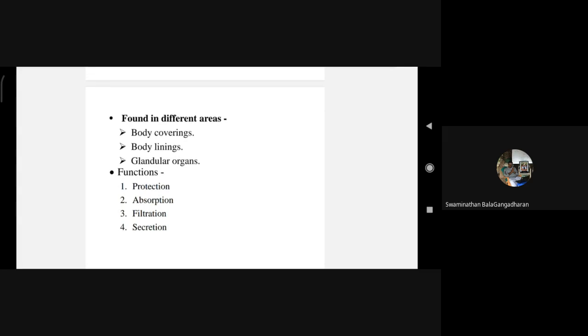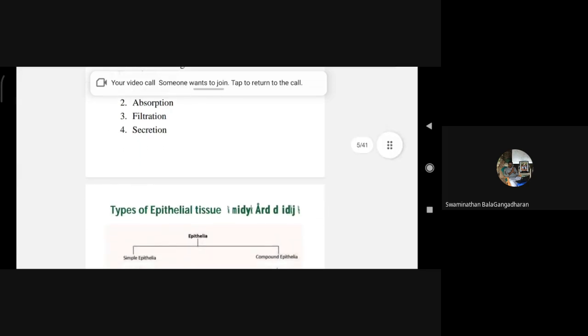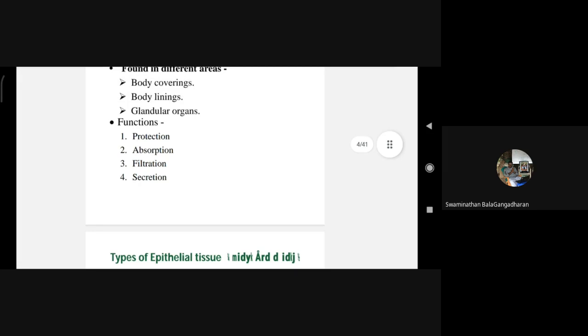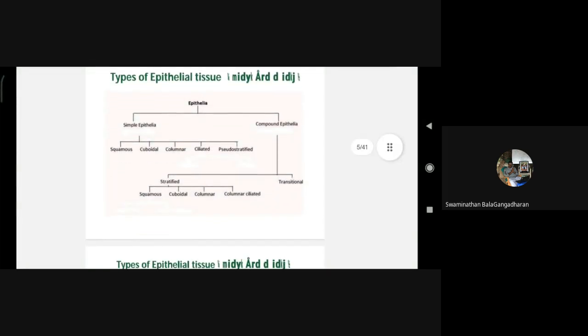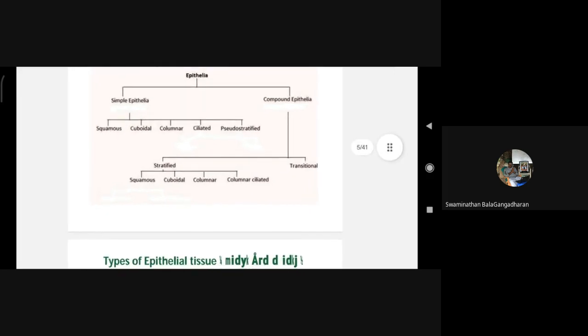And what are its functions there? Protection, absorption, filtration, and secretion. Obviously, glandular cells will secrete some enzymes or hormones, and filtration will be done in different parts like the kidney. Now, types of epithelial tissue. There are different kinds of epithelial tissue.